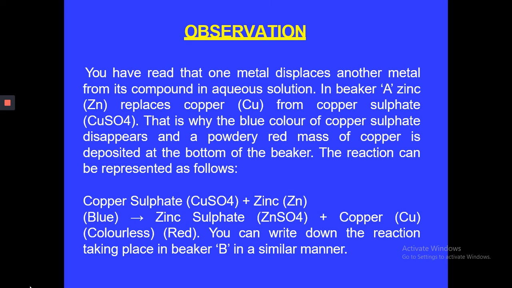In beaker A, zinc replaces copper in copper sulfate, which will turn into zinc sulfate. That's why the blue color of copper sulfate disappears and a powdery red mass of copper is deposited at the bottom of the beaker. This reaction can be represented as: when copper sulfate reacts with zinc, zinc sulfate and copper will form.